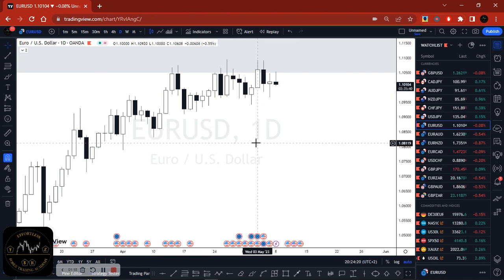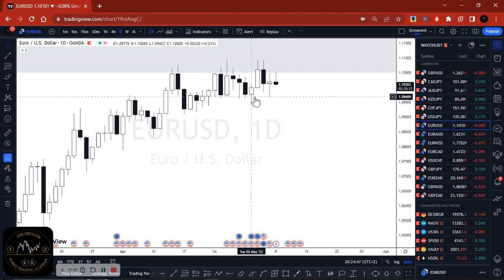Essentially, remember what I said yesterday: for a supply level to be valid, it needs to be a bearish engulfing. For a demand level to be valid, it needs to be a bullish engulfing. The same applies when I'm looking to take my trades. I look for a bearish engulfing on the lower time frame if I'm looking to sell, or a bullish engulfing on the lower time frame if I'm looking to buy. I keep it as simple as that.